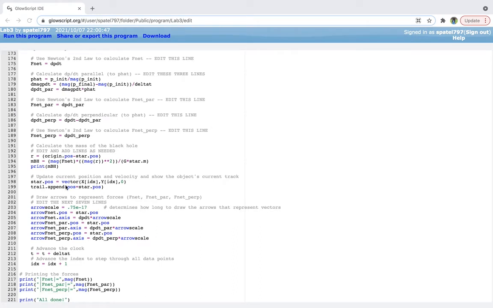Finally, we need to write code to calculate the mass of the black hole. We first define our position vector r as the origin minus the star's position. Then we define the mass of the black hole as the magnitude of the net force times the magnitude of the position vector squared, all divided by the gravitational constant times the star's mass. We also created arrows, shown here, to depict the individual forces.